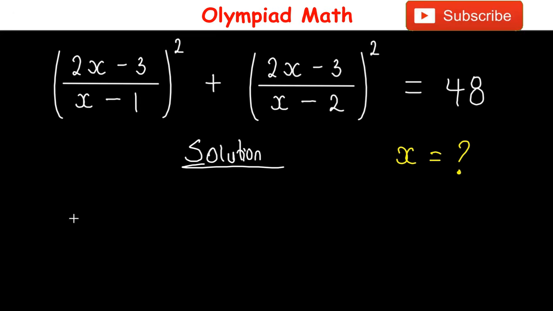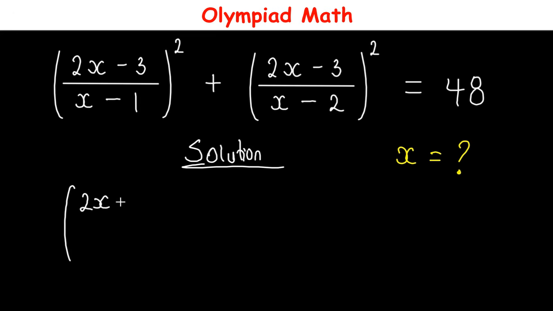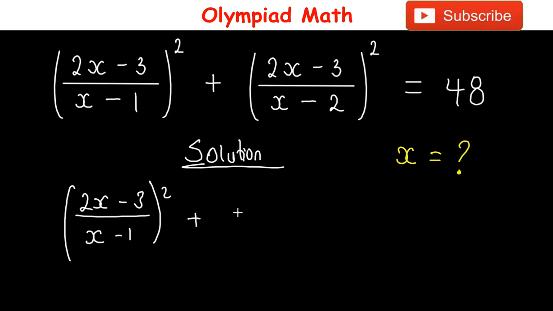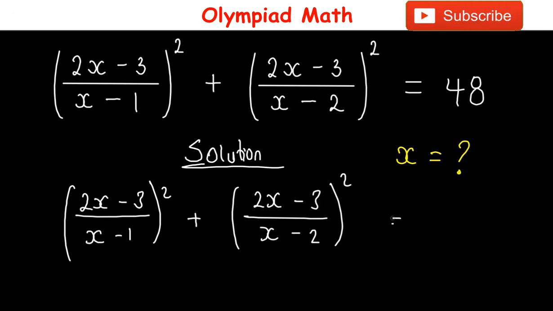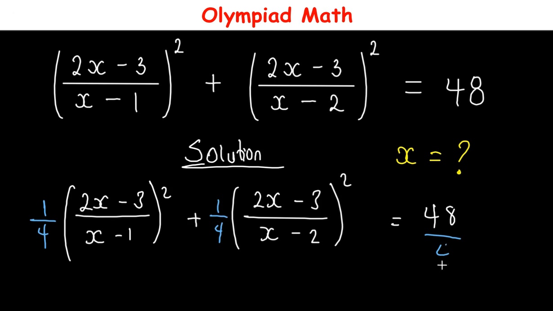Solution: we have ((2x - 3)/(x - 1))^2 + ((2x - 3)/(x - 2))^2 = 48. With this, we are then going to multiply through by 1/4. So multiply this by 1/4, and this by 1/4.